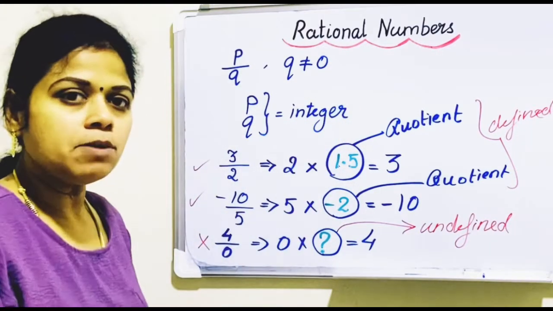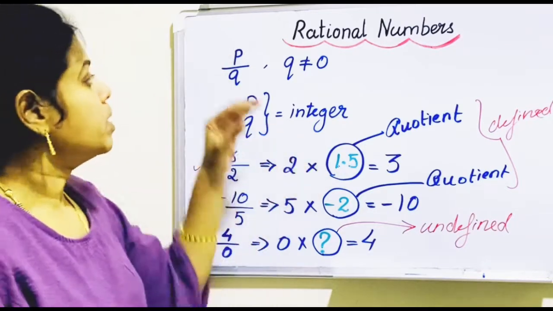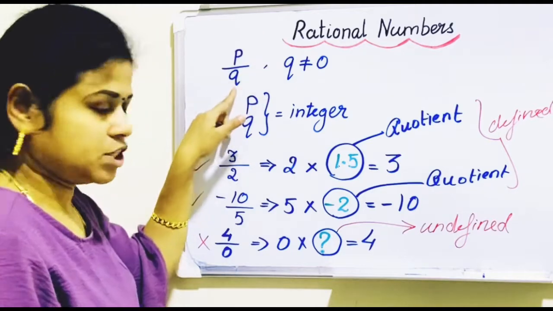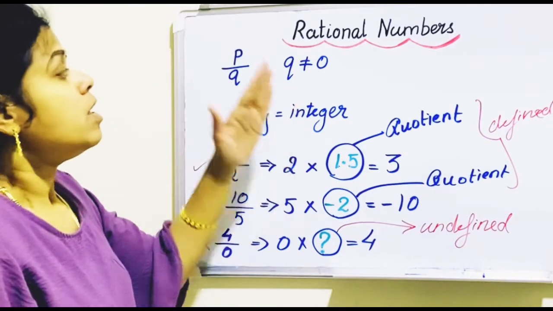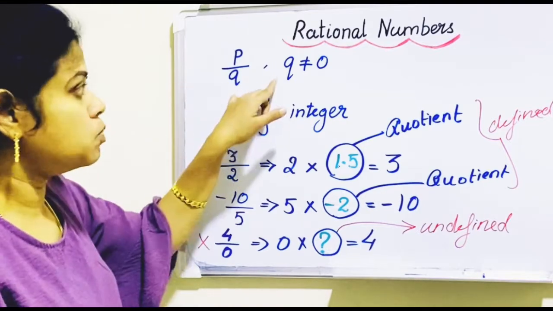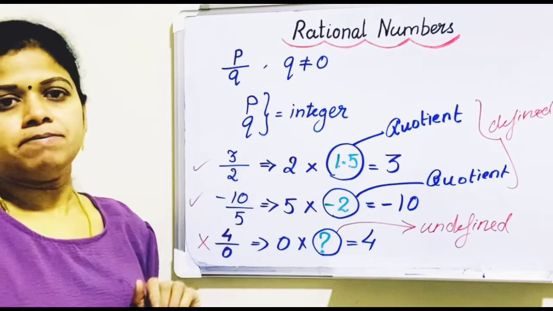So a rational number means a number that is a ratio of integers. Here p and q are integers. That's why they say that a number which is in the form of p by q, where q should not be 0, is a rational number.